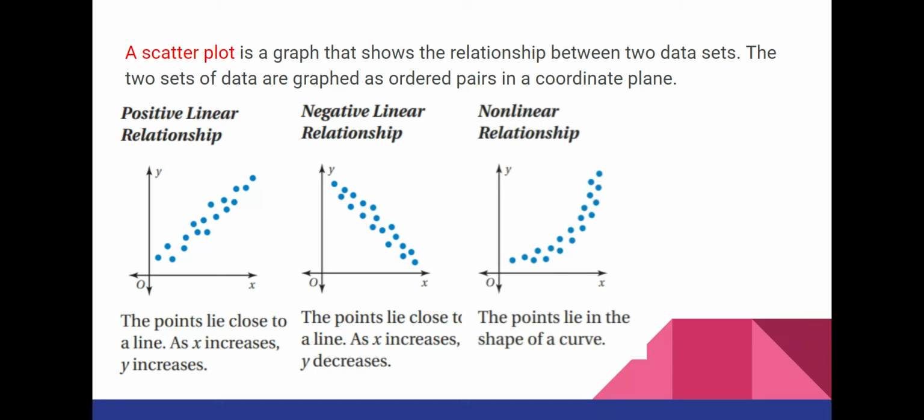Nonlinear relationship, so there is a strong relationship, but it's not linear. It does not make a line because it curves. So it could be strong, could be weak. There is a relationship, but it's nonlinear because it's curved.